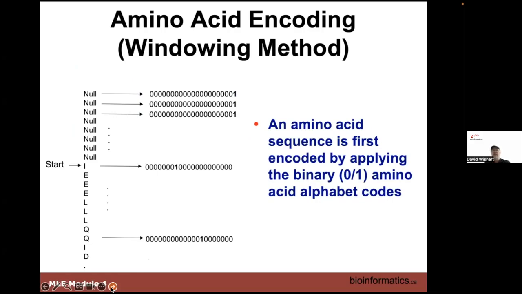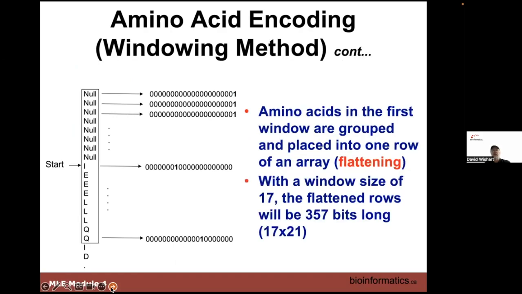So we've rewritten the amino acid sequence, which is, you know, these 2, 4, 6, 8 null characters. The first residue in this sequence is isoleucine, followed by 3 glutamates. And we're assigning these 19 or 21 character binary encodings. And you can see that they're different for each different amino acid type. So it's lots of zeros and a few ones.